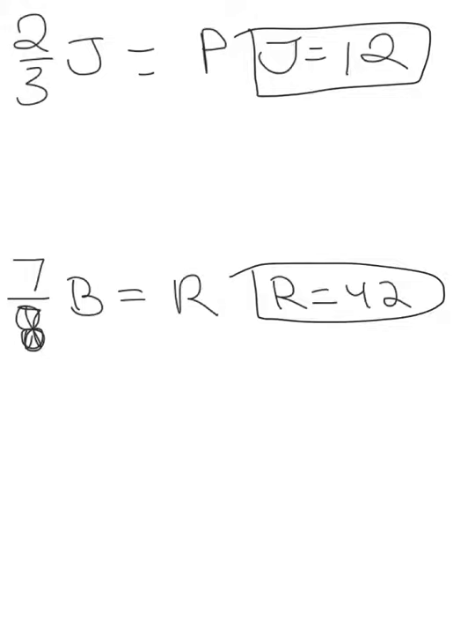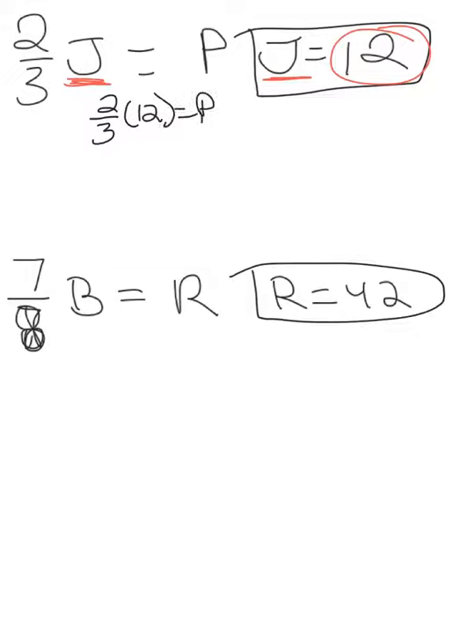These are problems that have two letters. The first problem says 2/3 J equals P, but it also says that J equals 12. So we are going to rewrite the equation with the number for J. So we know that J is equal to 12. So we are going to substitute 12 in for J. So instead of this being 2/3 J equals P, we can write this as 2/3 times 12 equals P.